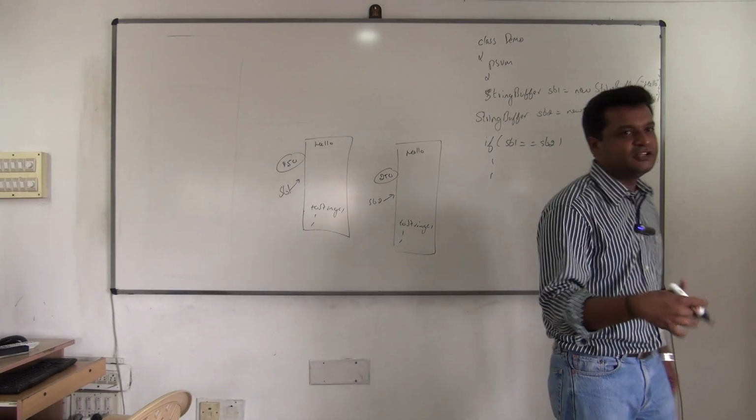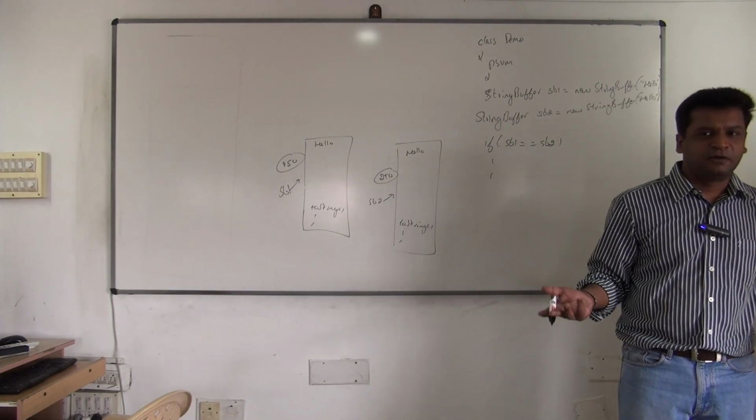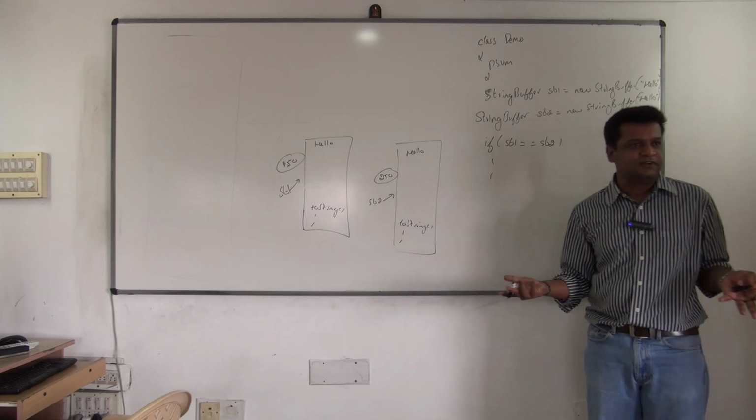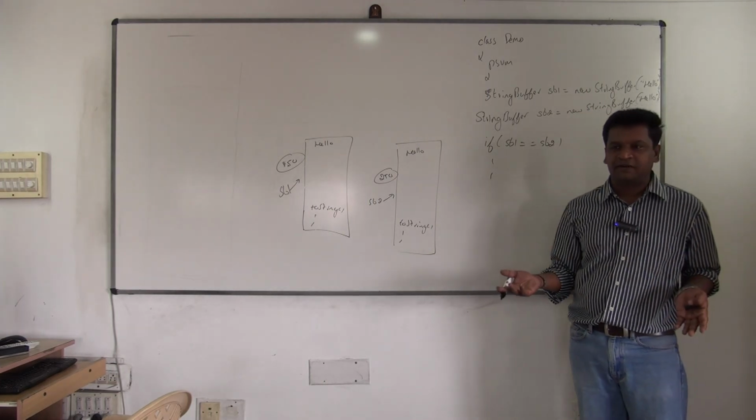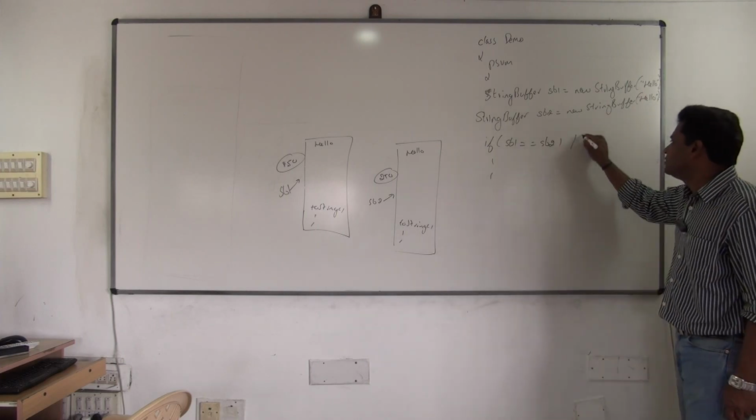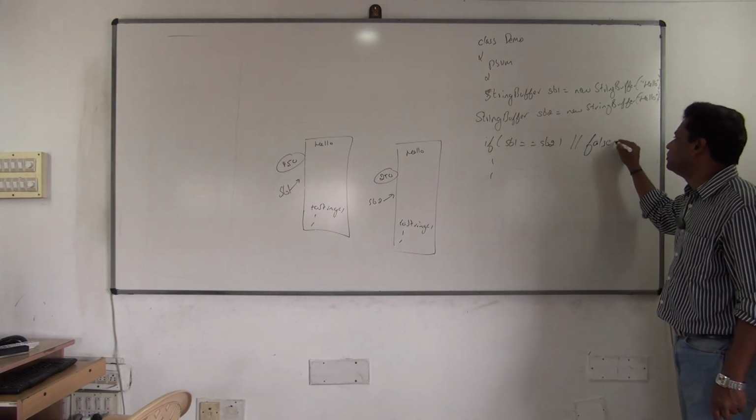We know that SB1 and SB2 are referring to what? To different objects, because there is no pooling concept for StringBuffer. So definitely new objects are created, and definitely it will give you what? False only. So here this is false. It is guaranteed. There is no doubt about this.